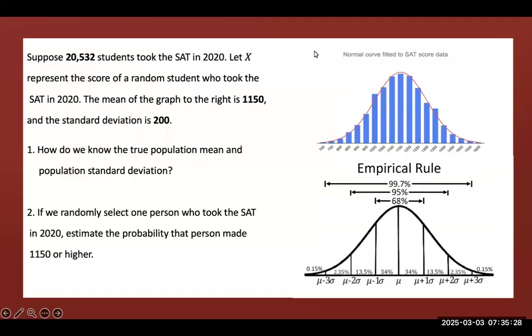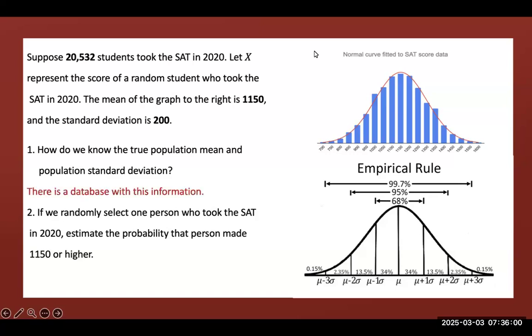Now let's go back to that example with the SAT scores. We said that 20,532 students took the SAT. X represents the score of a random student. The mean of this graph on the right is 1150, and the standard deviation is 200. My first question is, how do we know the true population mean and population standard deviation? Is it possible to actually calculate the true mean and the true standard deviation? The answer to that is yes.